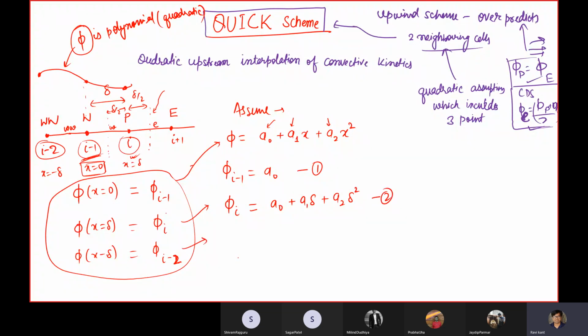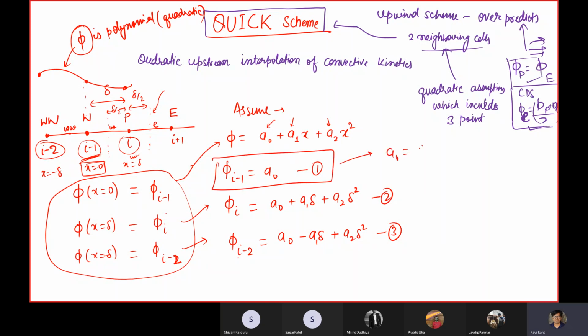For x is equal to minus delta, this function is phi I minus 2, and this reads as a0 minus a1 delta plus a2 delta square. This is my equation number 3. Now we have already estimated my first coefficient, that is a0 is equal to phi I minus 1. This is with us in hand, so straight away we will substitute a0 here and here.